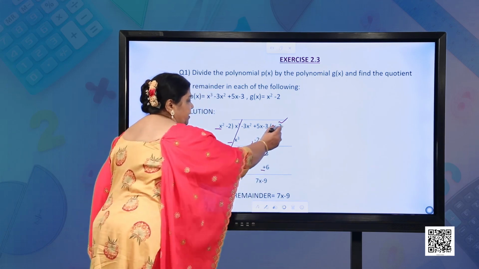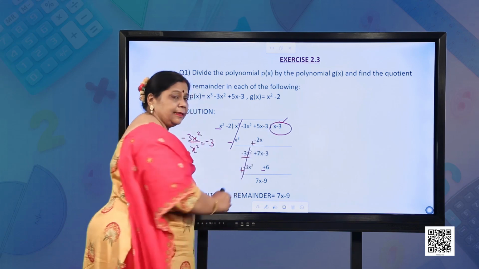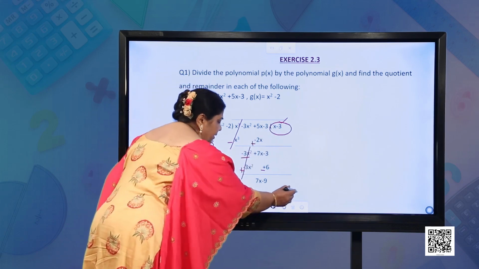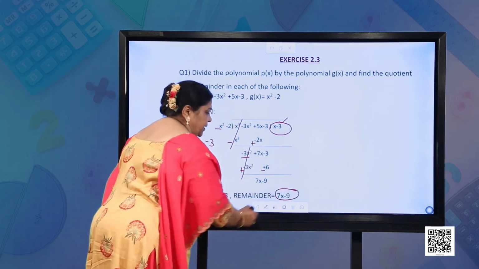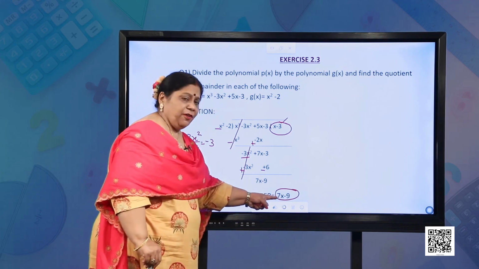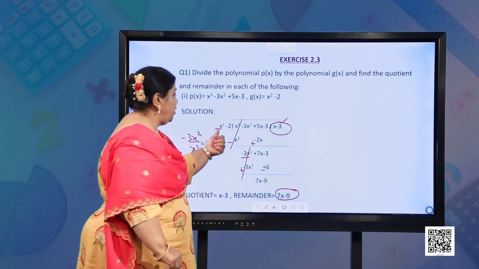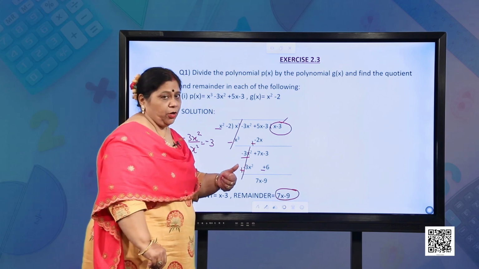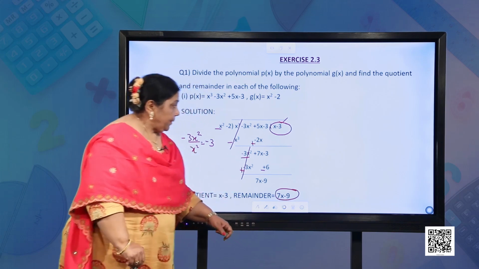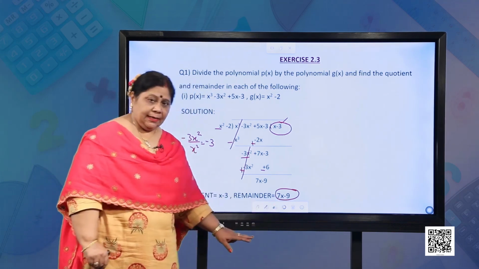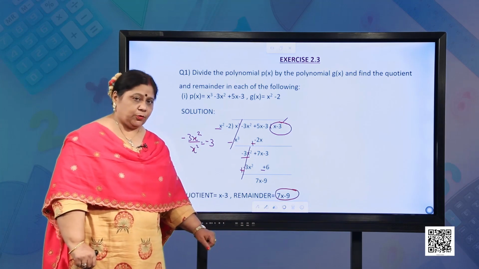So, what is the quotient here? It is x minus 3. And what is the remainder? 7x minus 9. Just observe, the degree of remainder is less than the degree of divisor and the division process stops. I hope you have understood this. Now, let us look into the next question.